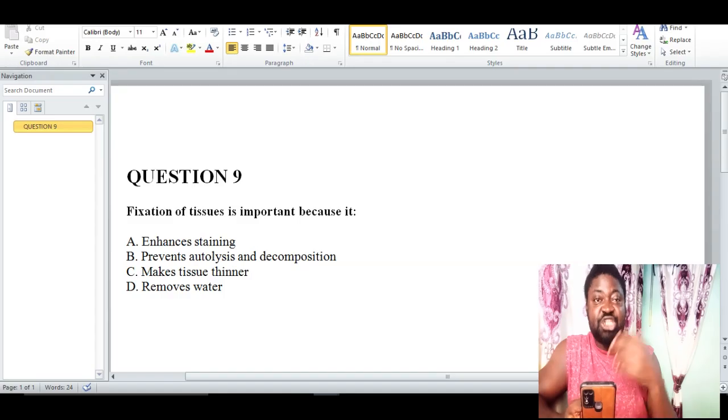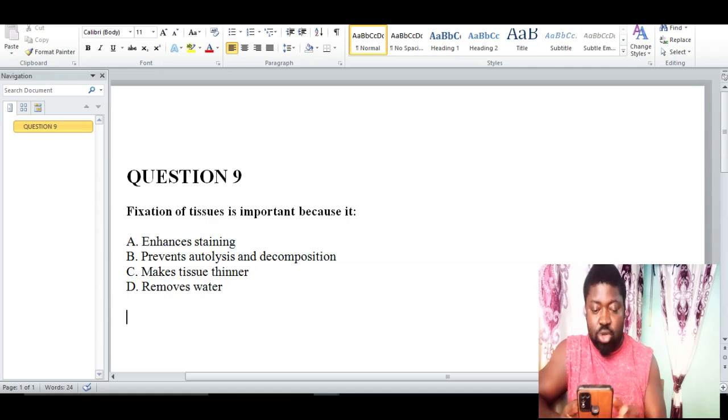This is because fixation helps to preserve tissues. How? By killing cells, preventing enzymatic digestion, and maintaining structure close to life. That is how fixation preserves tissue: first, by killing the cells; second, making sure that it prevents enzymatic digestion; and third, maintaining structures that are close to life. And therefore, formalin is the most common fixative.